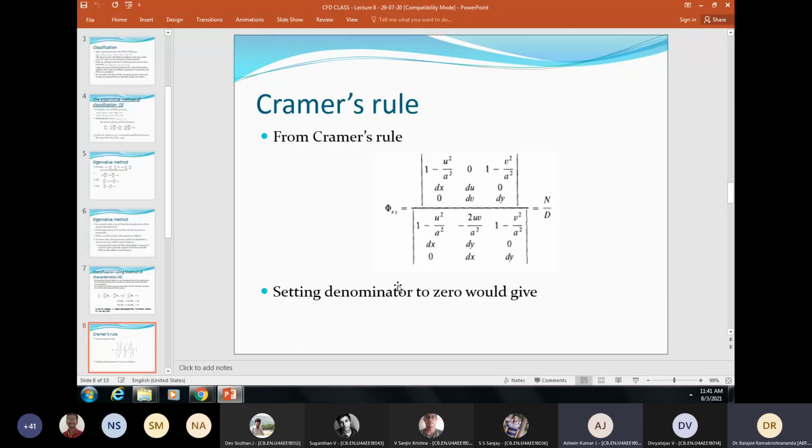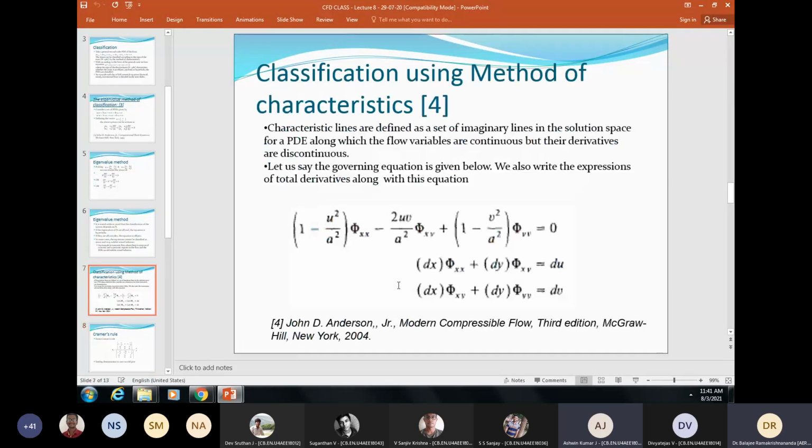If you want phi xy alone, phi xx will come here, and for phi xy the middle is 0, so there will be a 0 here. You replace the coefficients of this middle term, which is 2uv minus 2uv by a squared, and here it is dy, and here it is dx. The coefficients of phi xy are replaced by the corresponding right hand side, 0, du, and dv, and you form a matrix, the same matrix.